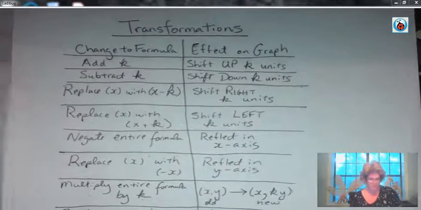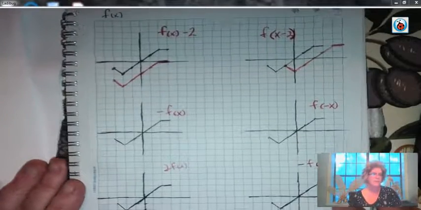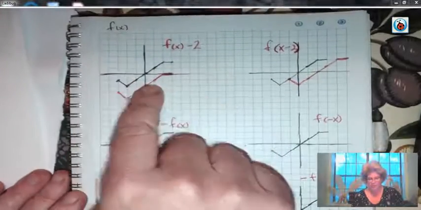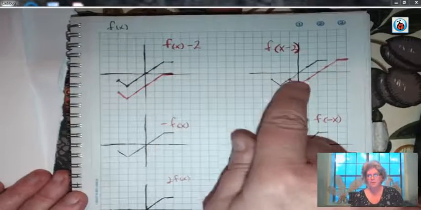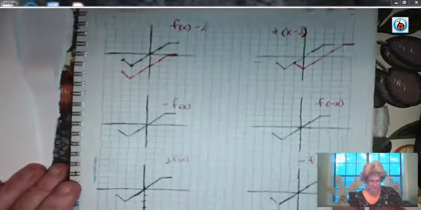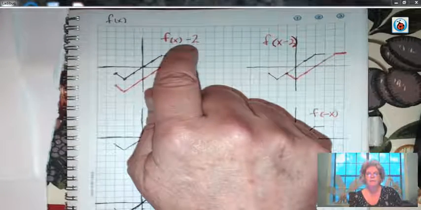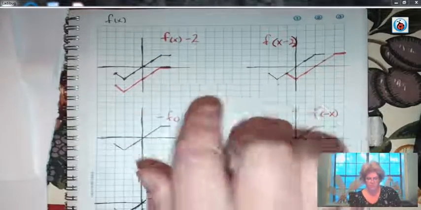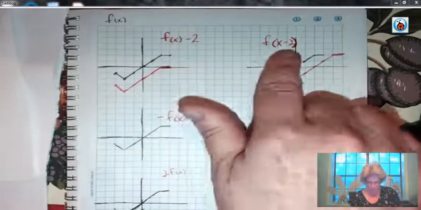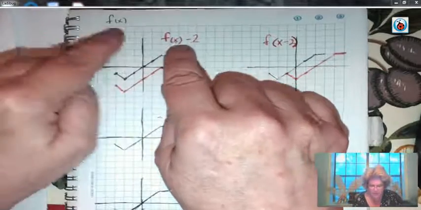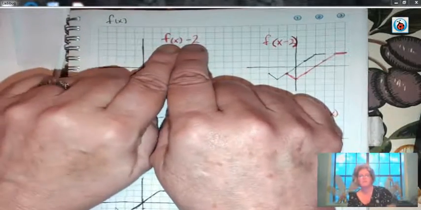So what I've done here is I've drawn the function f in black. So in each of these drawings, the function f is in black. And then in red, you've been asked to draw whatever these are here. So let's look at what this one is. It has f of x minus 2.